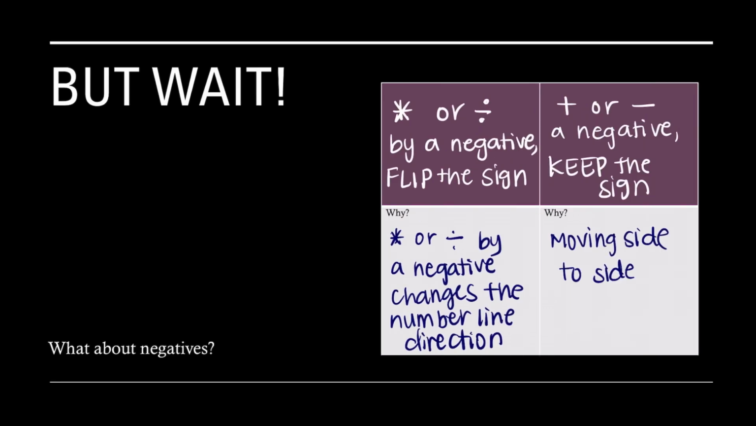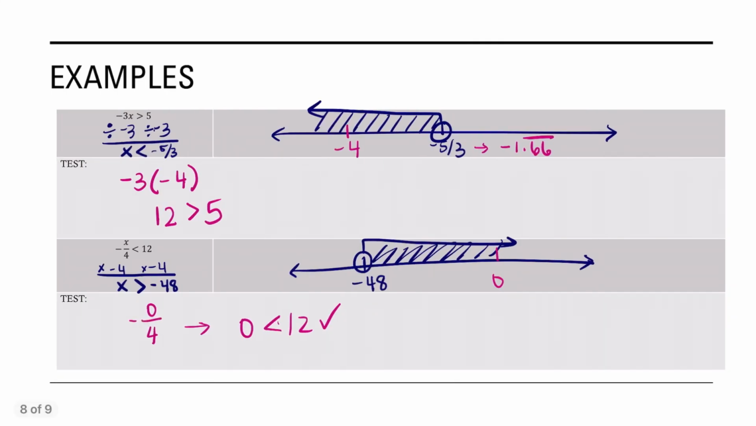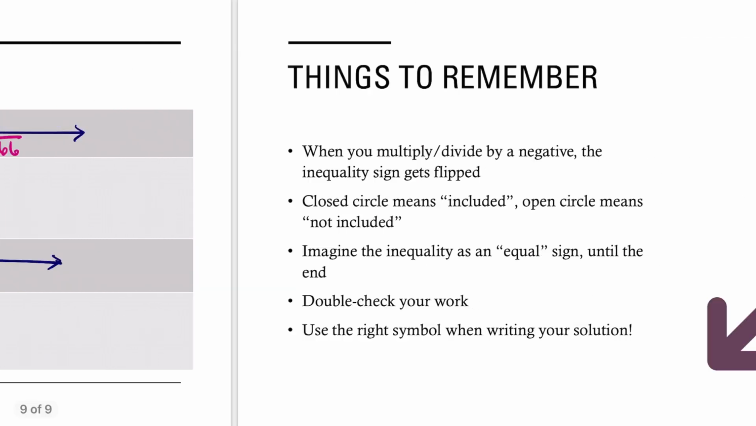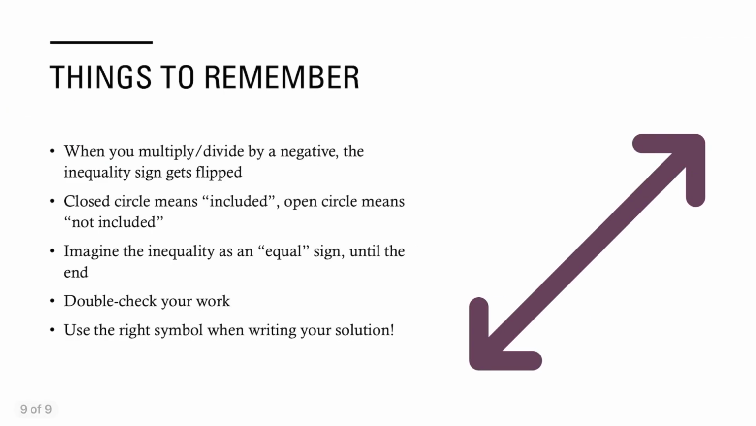So just remember, if you multiply or divide by a negative, you flip the sign. If you add or subtract a negative, keep the sign. It's only when you're multiplying and dividing by negatives that you have to worry about it. So some things to remember. We just talked about this. If you multiply or divide by a negative, the inequality sign gets flipped.